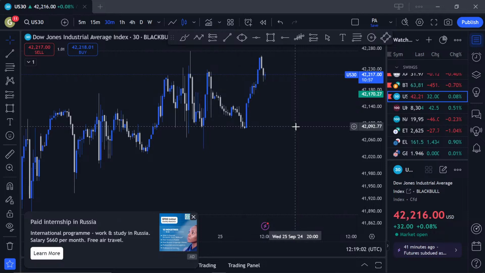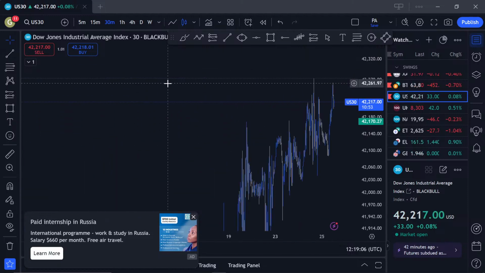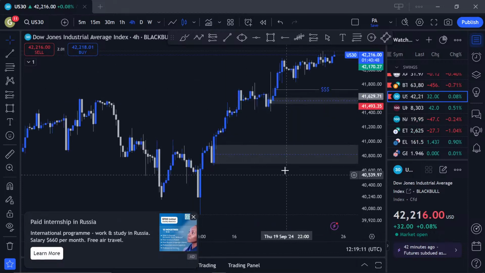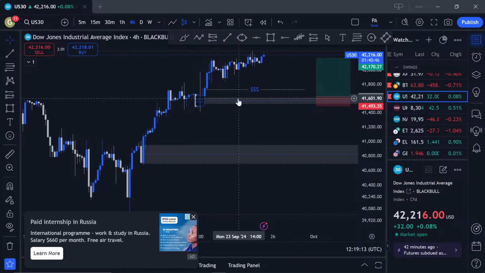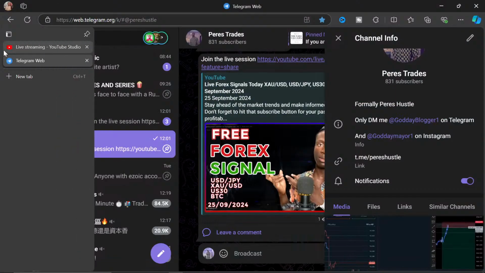So now guys, next up, let's take a look at US30. So US30 looks all bullish throughout. This is our setup. Market never came back to it, so we'll have to look for another one.